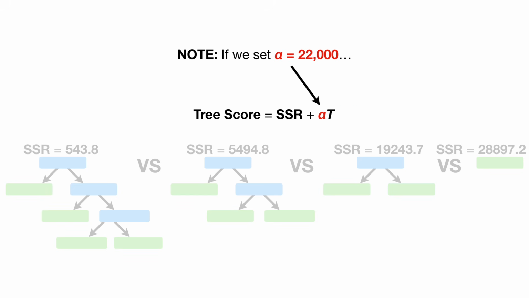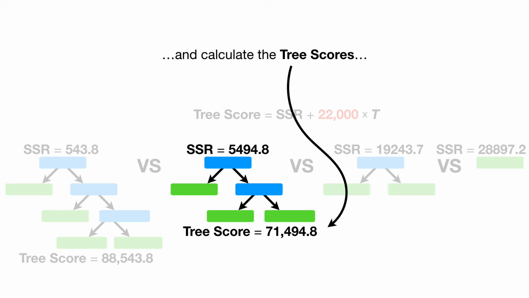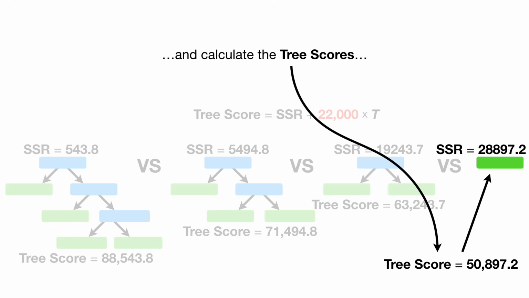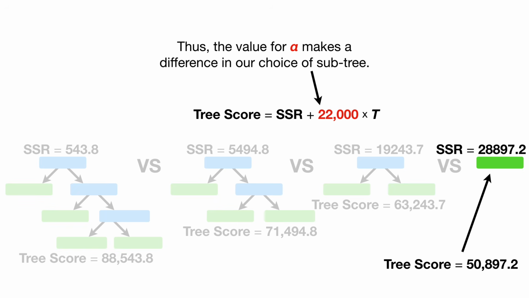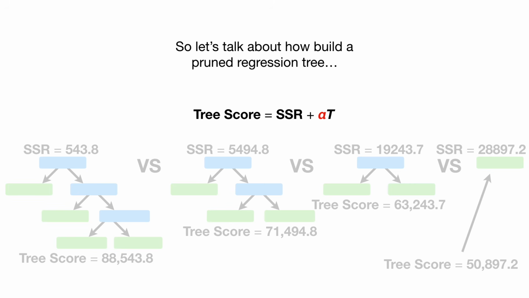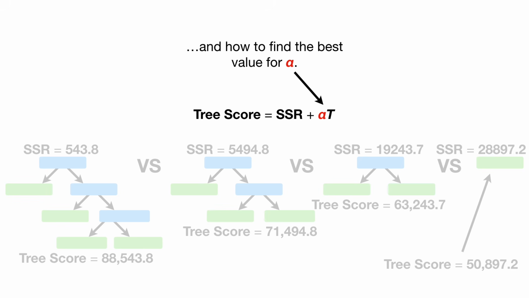Note, if we set alpha equals 22,000 and calculate the tree scores, beep boop, then we would use the subtree with only one leaf because it has the lowest tree score. Thus, the value for alpha makes a difference in our choice of subtree. So let's talk about how to build a pruned regression tree and how to find the best value for alpha.